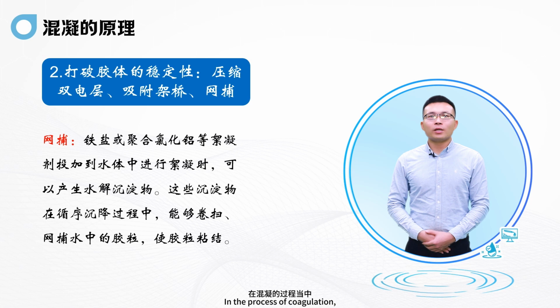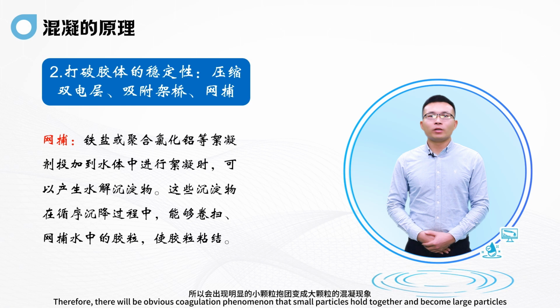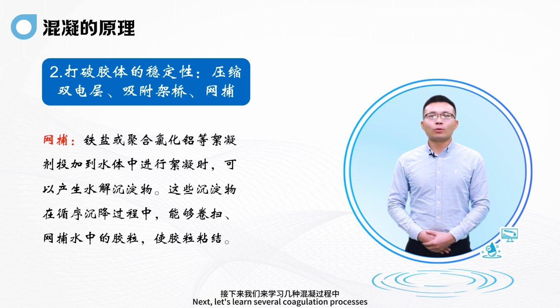In the process of coagulation, compressed electric double layer, adsorption bridging and net catching, the three functions often exist at the same time. Therefore, there will be an obvious coagulation phenomenon in which small particles hold together and become large particles, in order to make the water change from a turbid state to a clear and transparent state. Next, let's learn several coagulation processes. Chemicals to be used are mainly coagulants and coagulant aids.